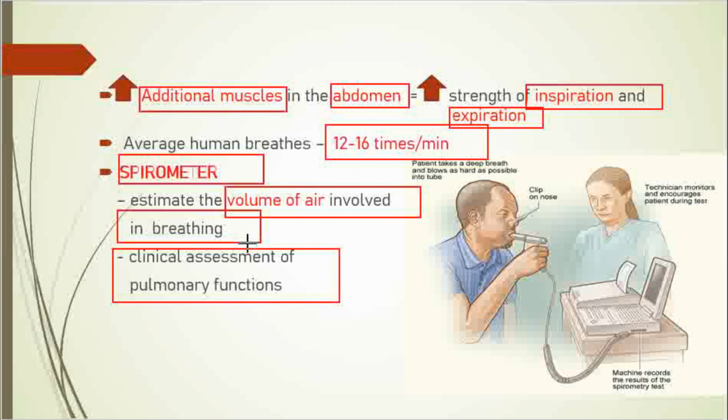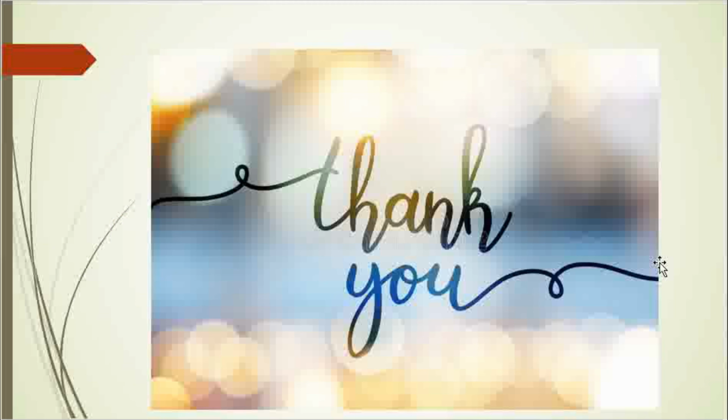So to check pulmonary function, they use a spirometer, as you can see in the diagram. Here the patient takes a deep breath and blows as hard as possible into a tube. The machine records the results of the spirometry test and displays them. There will be a clip on the nose of the patient, and the technician monitors and encourages the patient during the test. This is how they do the test using the spirometer.